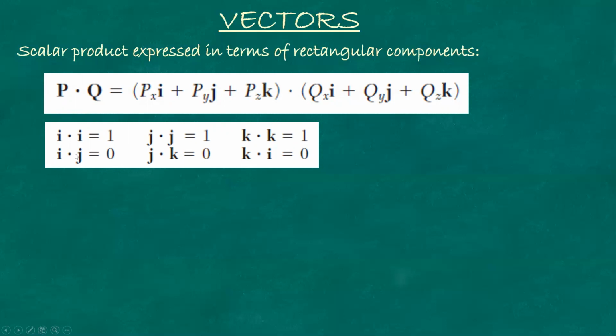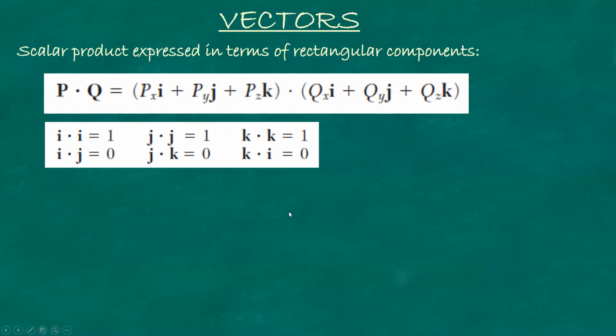Because the angle between I and J is 90. And cosine of 90 is 0. Nagkulang I dot K 0. Kaya to. J dot I 0. And then K dot J 0. Kaya wala lang mga fill.